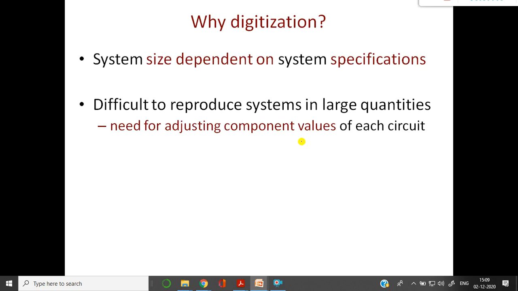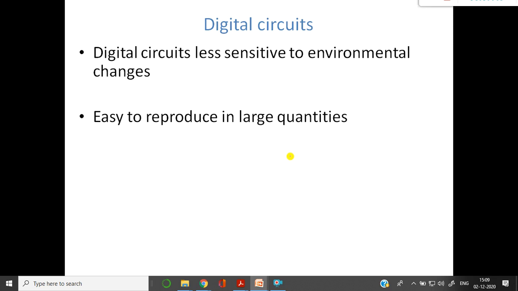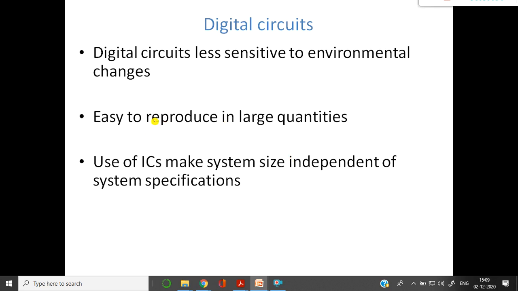Okay, so if I go on telling, there are n number of points where digital systems are much better when compared to analog circuits. Okay, so that's where they are easy to reproduce in large quantities, and when you have independent specifications, it is quite easy.